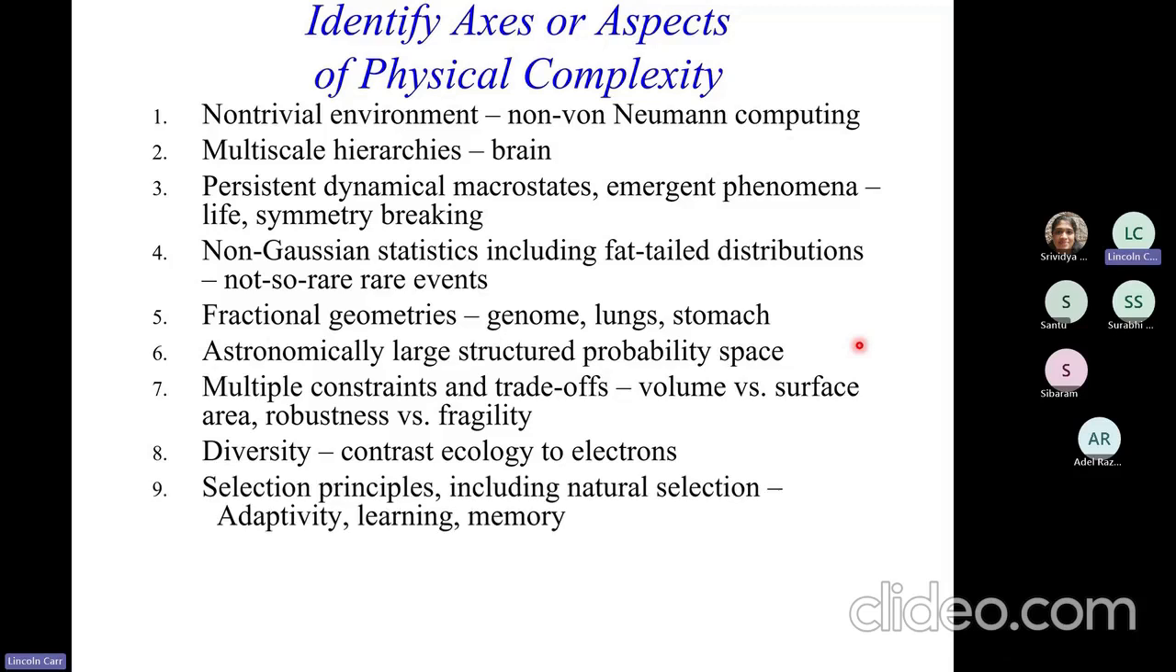Selection principles, including natural selection, that is everything from, you know, Darwinian evolution, but also learning and memory in the immune system. There are a lot of different ways that kind of thing appears. If you're a biologist, you would say this is complexity. And then finally, connectivity. Those are the complex numbers we're discussing today.